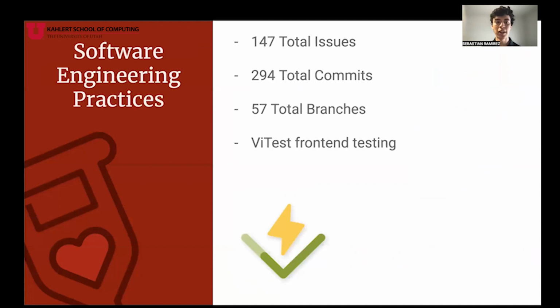Now, for our software engineering practices, we created 147 total issues, and these were resolved over 294 total commits, over 57 total branches. We used Vitest for the front end, and we planned on making some backend tests, but we weren't able to get around to it due to time constraints.